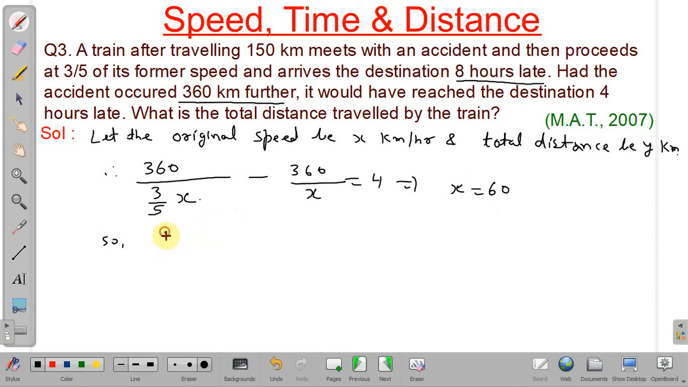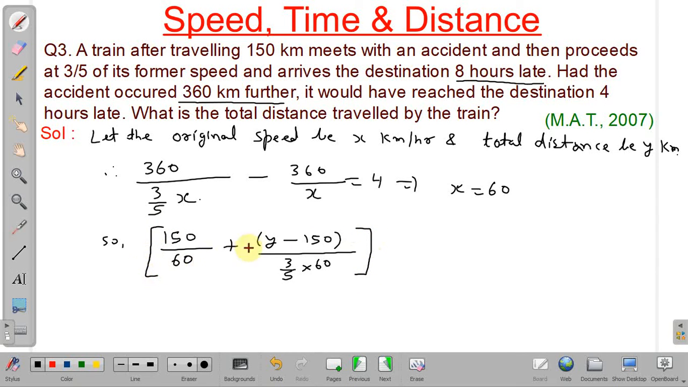So up to 150 kilometers it will travel with the original speed, that is 60, plus after 150 kilometers the distance remaining will be y minus 150, and y minus 150 will be traveled with the reduced speed, that is 3/5 of the original speed, which is 60. And this is the time taken to travel the whole distance.